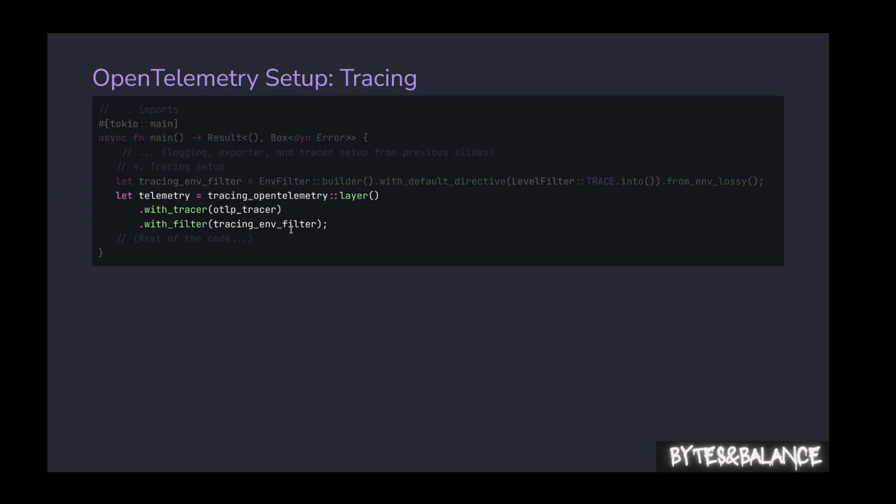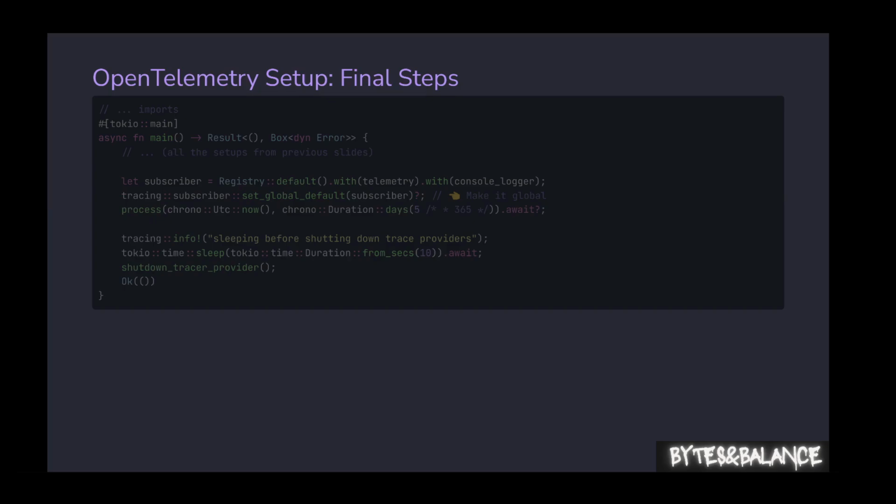With the tracer, we connect the tracing layer to the OTLP, or OpenTelemetry protocol, tracer we created earlier. This connection tells the layer where to send the converted OpenTelemetry spans for further processing and export. With the filter, we apply the tracing filter to this layer. And then we'll go to the next slide to finalize it.